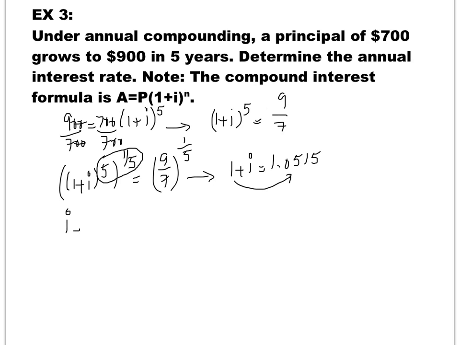Now to find I, I'm going to move 1 to the right. I get I is 0.0515 because it's going to be 1.0515 minus 1, which is 0.0515, which is the same as 5.15%. So if the annual interest rate for a compound interest is 5.15%, $700 becomes $900 in 5 years, which you can see the increase is $200 because of the interest.